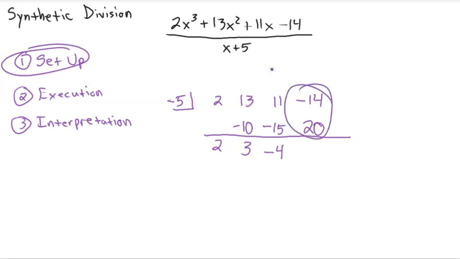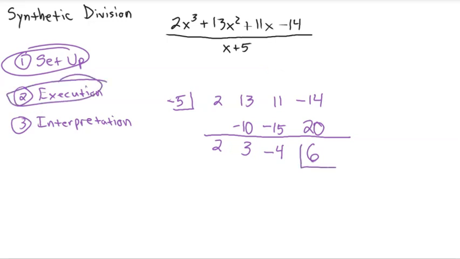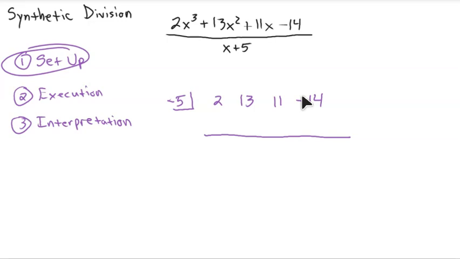Then 20 plus negative 14 is 6. Okay? That's the execution. And then what I do is I always put another half box around this one, and I'll explain that in just a minute. So here's what I'd like to do, actually: I'd like to do that whole thing over again because I think it'll be easier to watch.